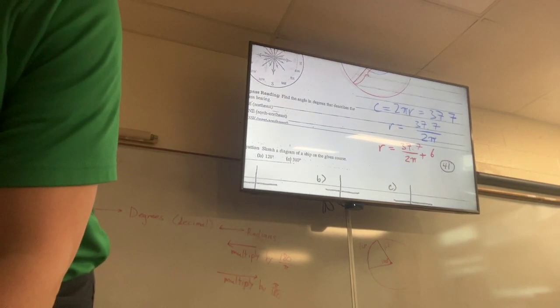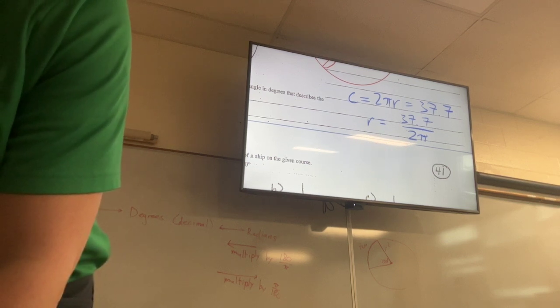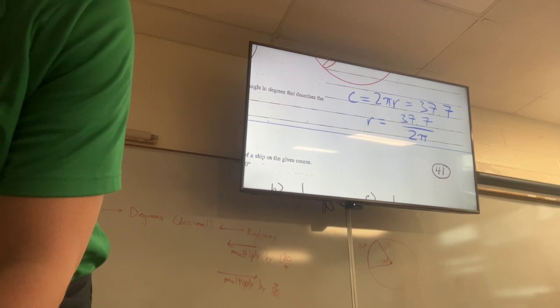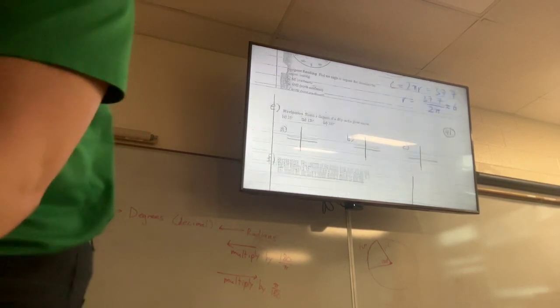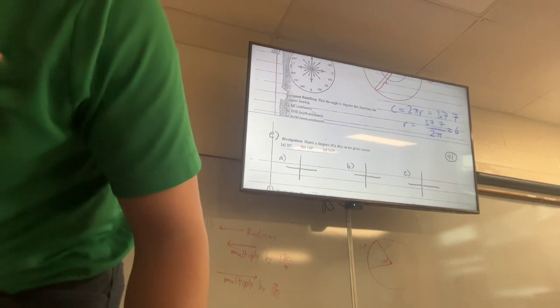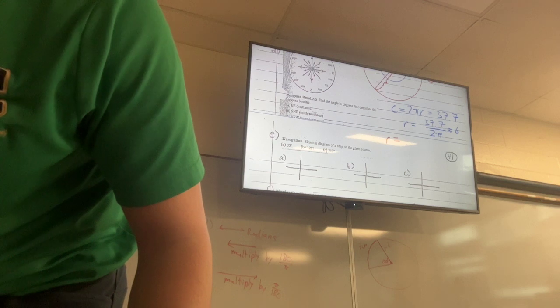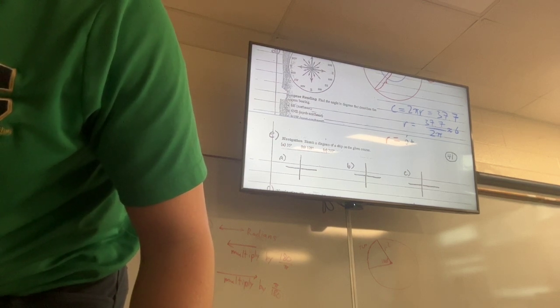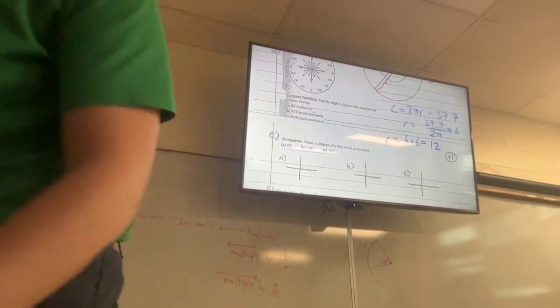So, did you guys follow that the radius of the blue circle is 37.7 over 2 pi? That's about, what'd you say it was, Ben? Like 6. That's about 6, okay? So then the radius of the red circle we get by taking the radius of the blue circle and adding 6. That gives me 12, okay?